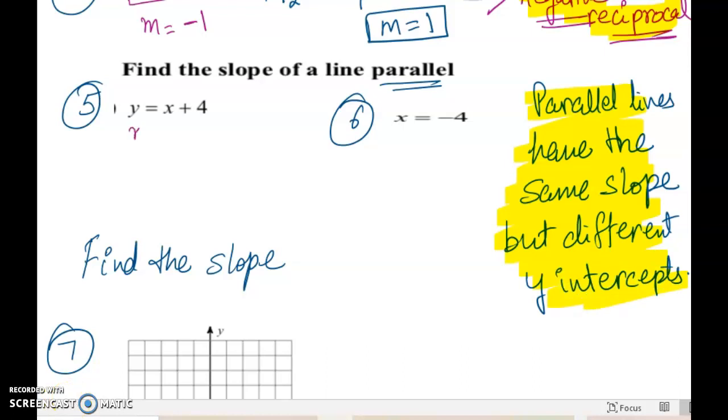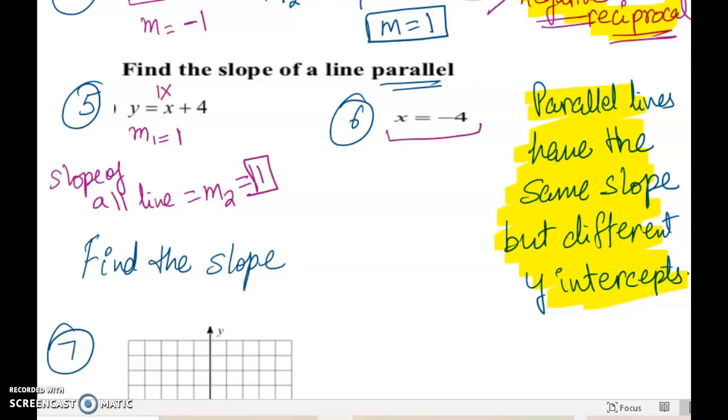Let's identify what is the slope of this given line. X is standing alone. That means it is 1 times x. Slope of this line is 1. What will be the slope of a parallel line? So slope of a parallel line, I can say it is m2, which is also equal to 1. That's my answer.